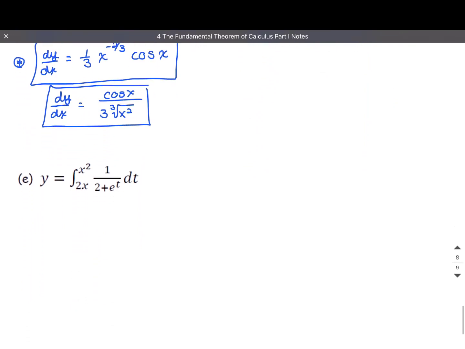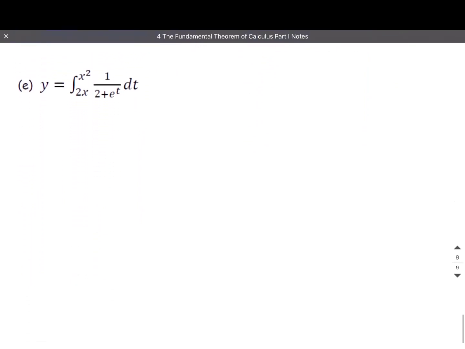All right, one last problem. Take a look at this one. Uh-oh, there's no constant. This is y equals the integral from 2x to x squared of 1 over 2 plus e to the t dt. And I told you, in order to use the Fundamental Theorem of Calculus, Part 1, your integral has to start at a constant. Does that mean we can't do this? No, it does not. It means we are going to pick any constant we want.